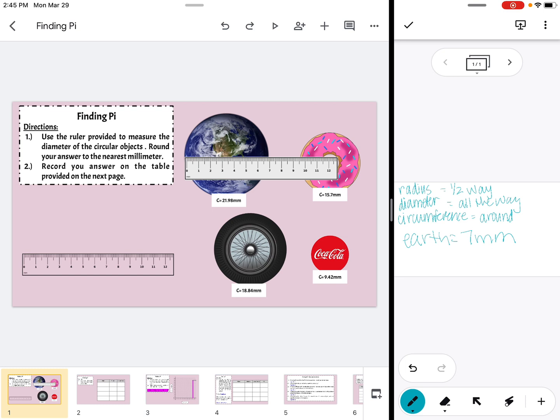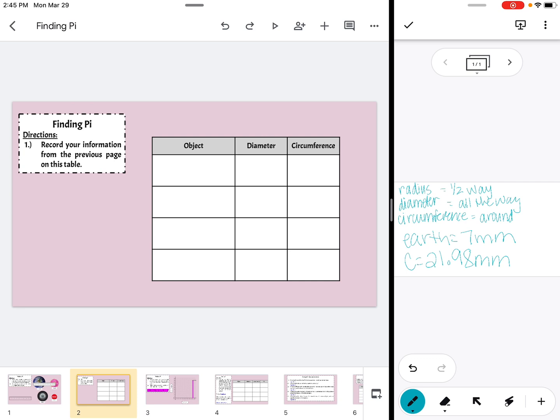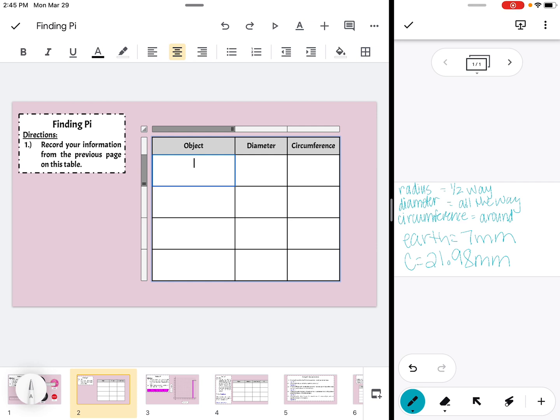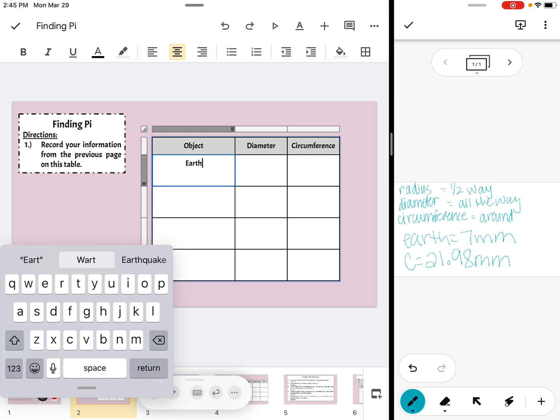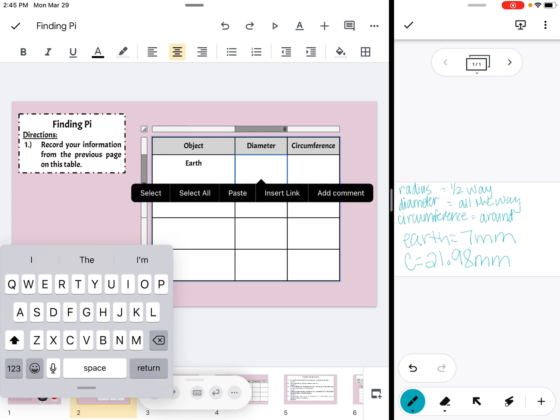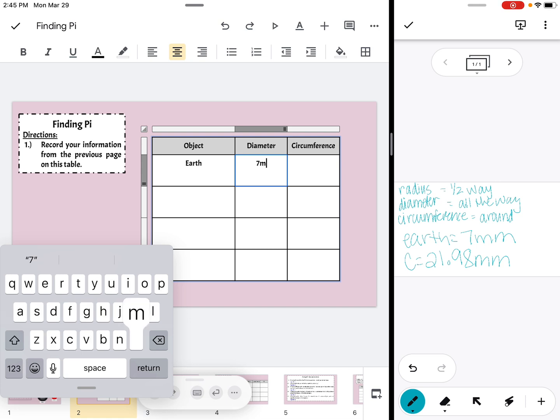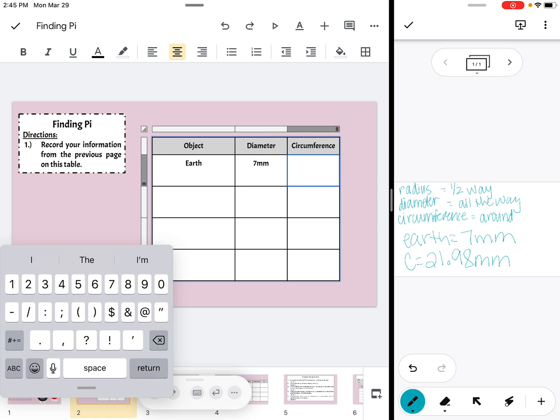I also need to take note about what its circumference is. The circumference has been given to you: 21.98 millimeters. So now I'm going to take that information and go to slide number 2, and add that into my table. So we have Earth as the object. We have a diameter of 7 millimeters, and we have a circumference of 21.98 millimeters.